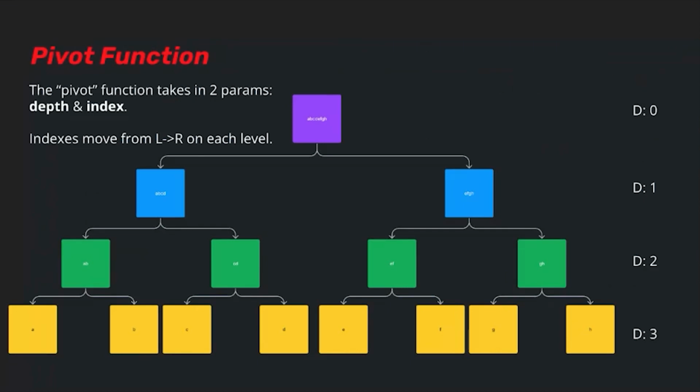So the pivot function, if you remember, takes in those two parameters, depth and index. And so the index is moved from left to right on each level. So for example, if we wanted to get the pivot at depth 2 and index 1, we end up here, right? Pretty simple. You basically just go down and then left or right depending on your index. There's also this important property of this function, which is that if I supply an out-of-bound index, it's just going to return the last one. So if I wanted to get the pivot at depth 2, index 5, it's just going to return this one, right?